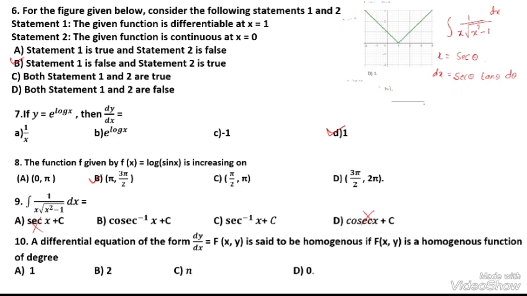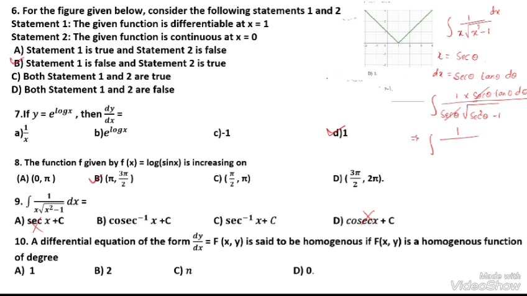Now I will substitute here in the integration 1 divided by, wherever x is there, we substitute sec theta. Sec theta into root of sec square theta minus 1. Here dx, replacing dx by sec theta tan theta d theta. Now sec theta gets cancelled. Integration 1 divided by sec square theta minus 1.